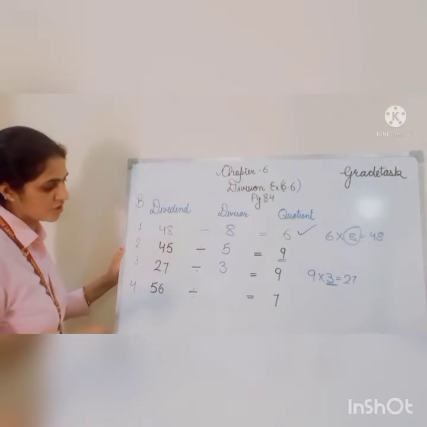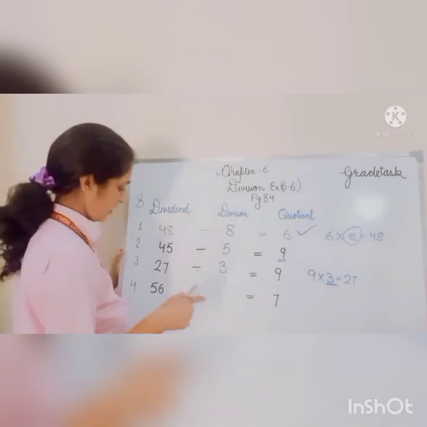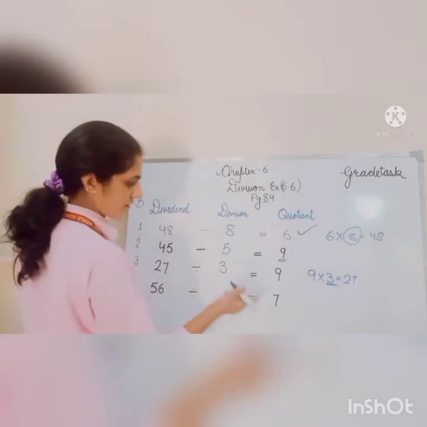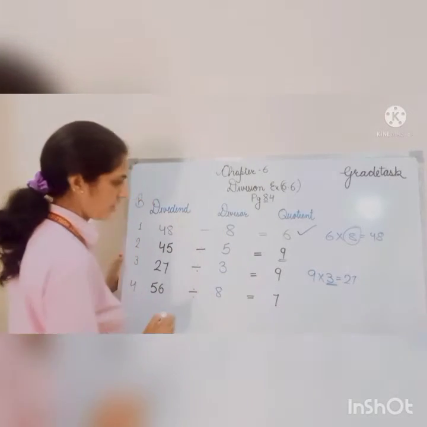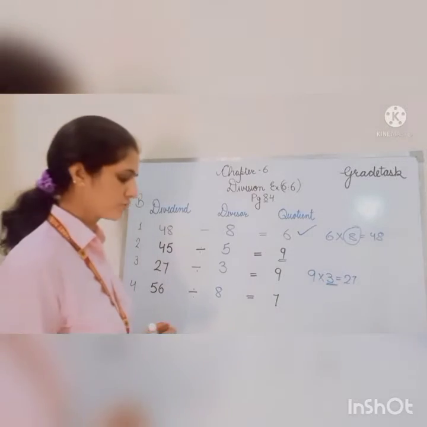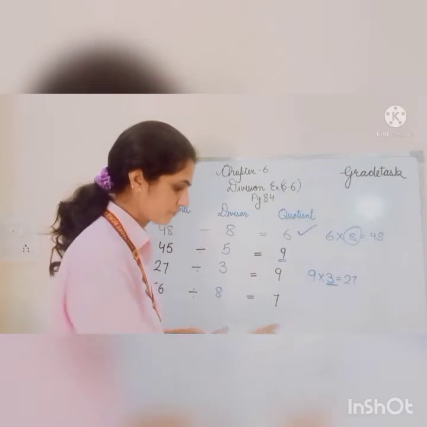56 divided by which number, so that you will get 7? So you have to see the 7 table. In the 7 table, 7 8s are 56. So 8 will be your answer. Like this you have to do all these parts.